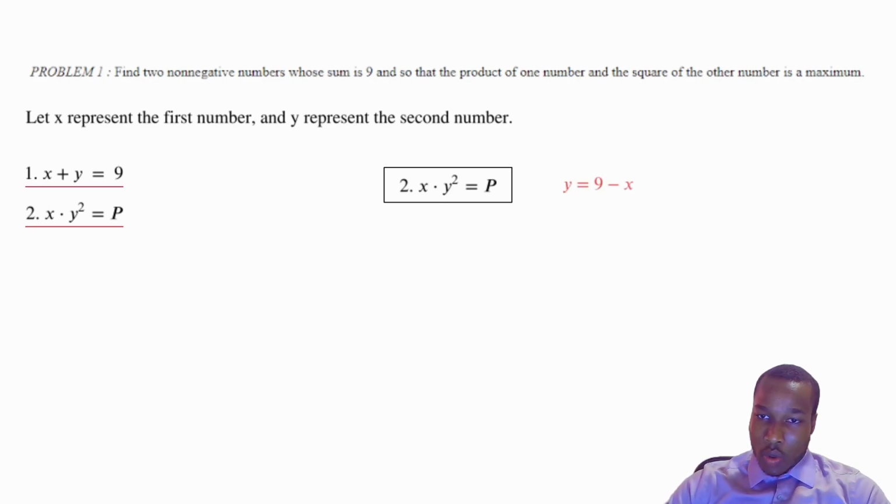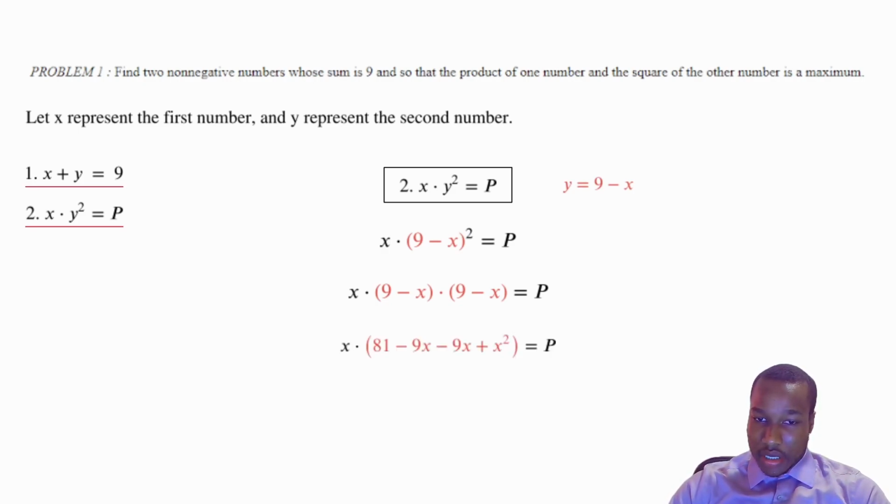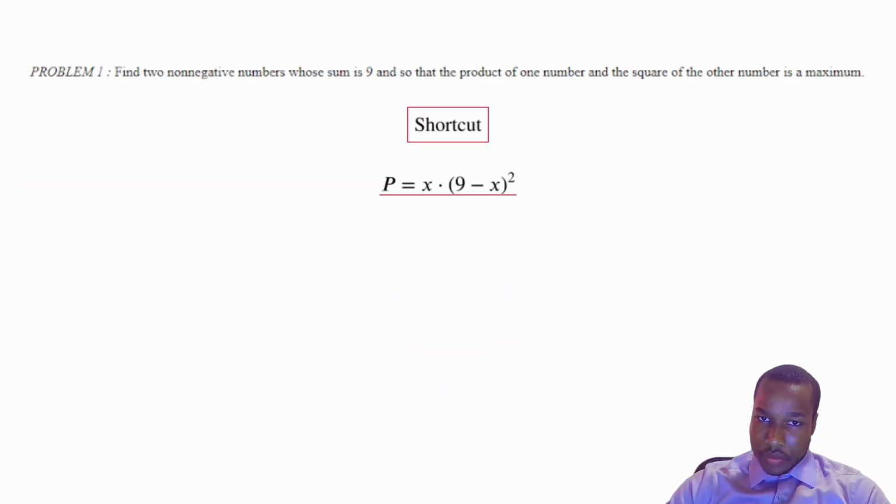Alright, so what about the second equation, x times y squared equals p? Well, we can sub in y equals 9 minus x from our previous equation, then we get x times 9 minus x squared equals p. We can expand this, multiply 9 minus x by itself, and then we get x times 81 minus 9x minus 9x plus x squared, which we can simplify to p equals x times x squared minus 18x plus 81.